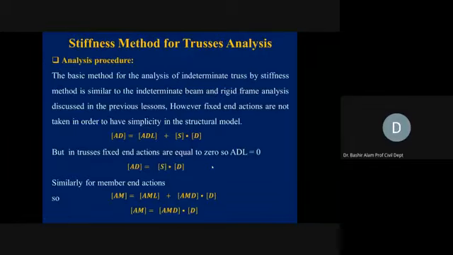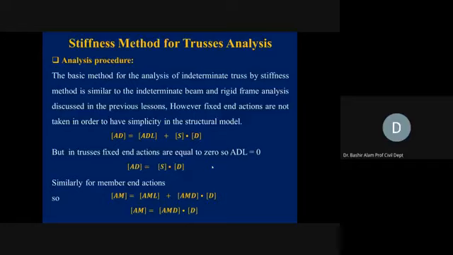Now, coming to the analysis procedure, it's again the same steps which we did in the case of beams and rigid joint frames. So the basic method for the analysis of kinematically indeterminate trusses by the stiffness method is similar to the indeterminate beam and rigid frame analysis discussed in the previous lessons. However, fixed end actions are not taken in order to have simplicity in the structural model.